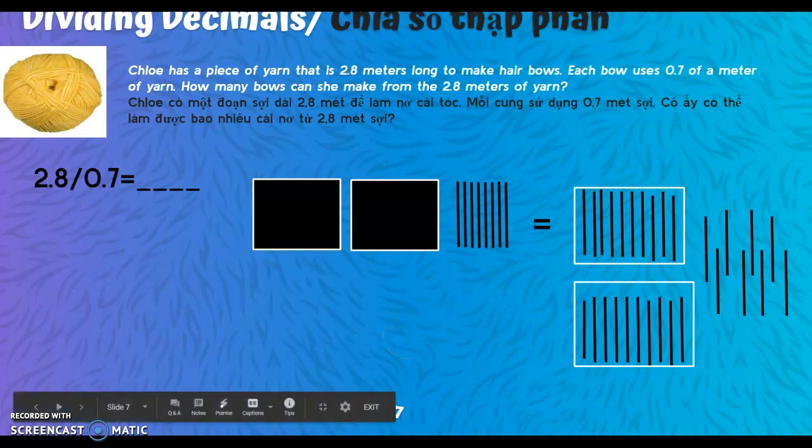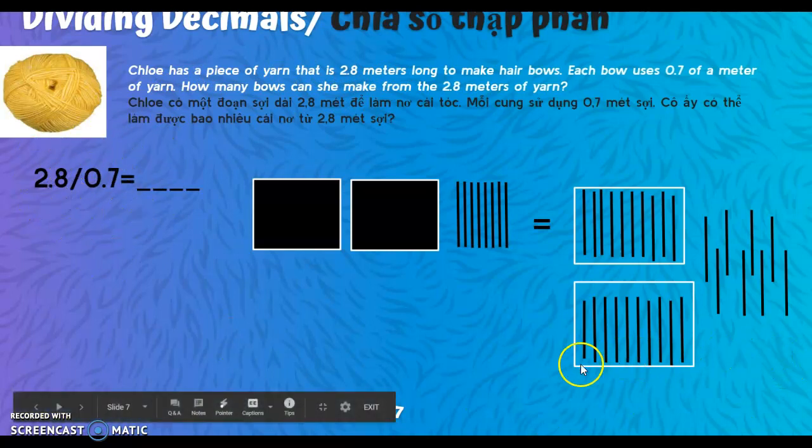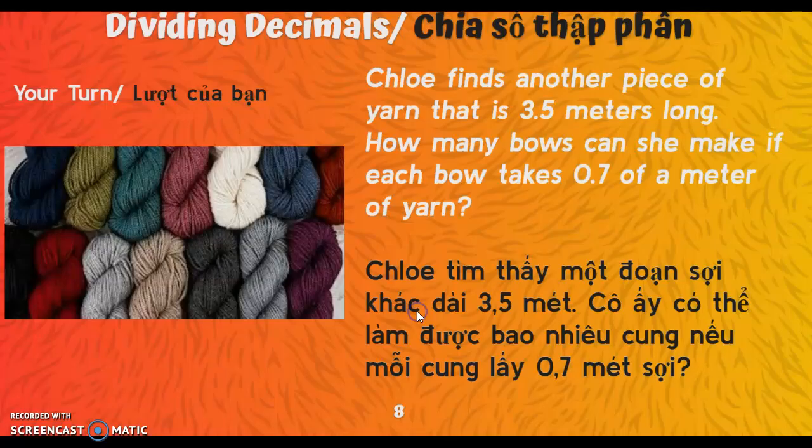Okay, so this is what we know. We know in total we have 2 8/10. We know we're dividing or breaking them up into 7/10. And you just heard me think through how we would have 4 groups. So first I did my reasonableness. I thought about what I know about the numbers. Then I worked through the problem using my drawings.